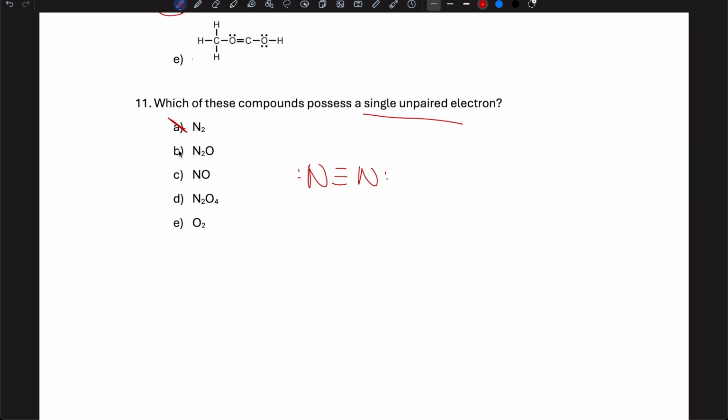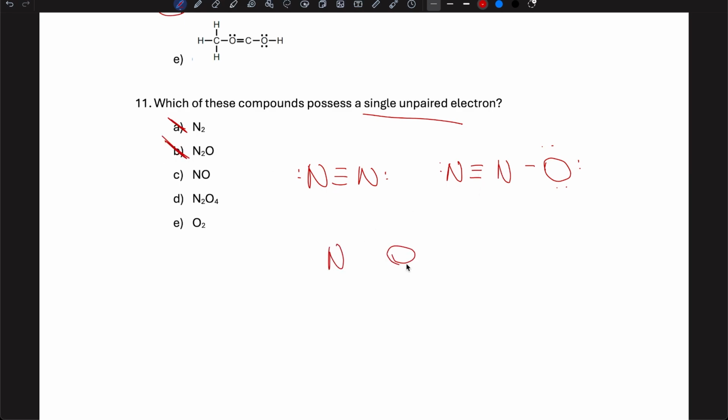N2O, our next structure, if we try to organize it in a way to give everything the way it wants, it would end up looking like so. If we gave it maybe 3 of these and 1 bond here, we end up with the correct number of valence electrons. However, none of these have a single unpaired electron, so B is incorrect.